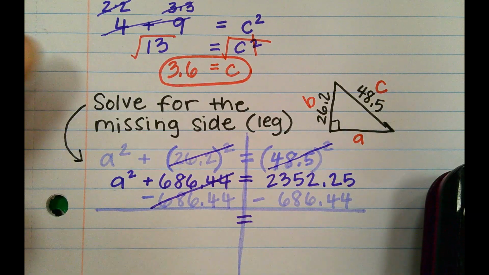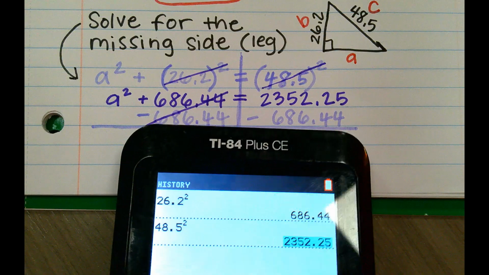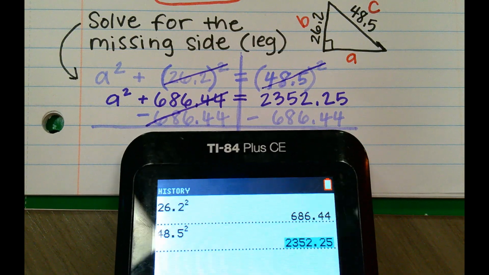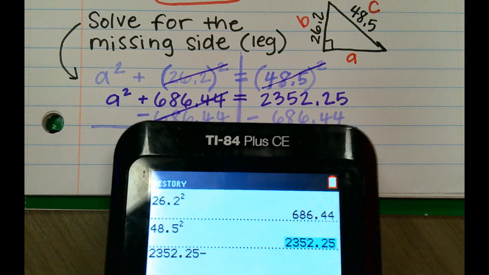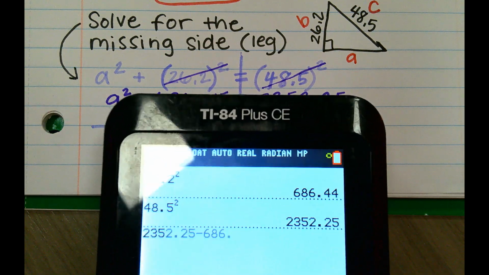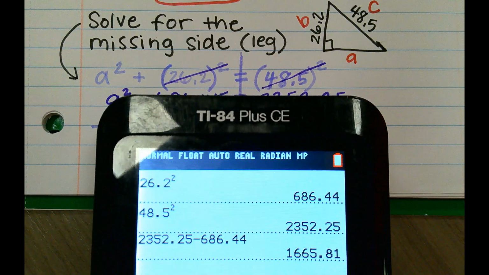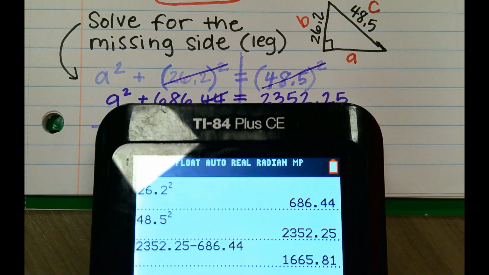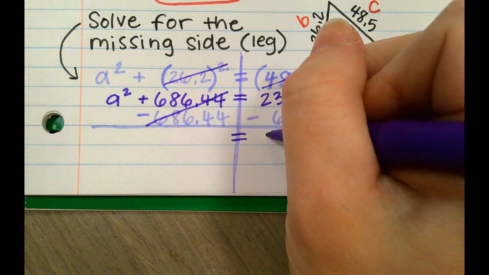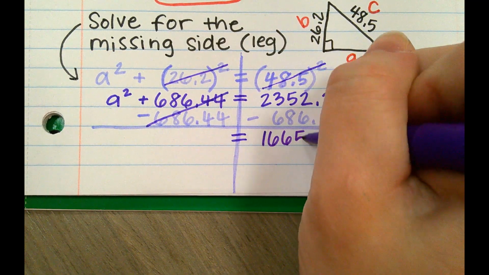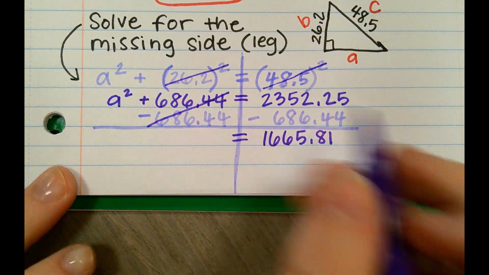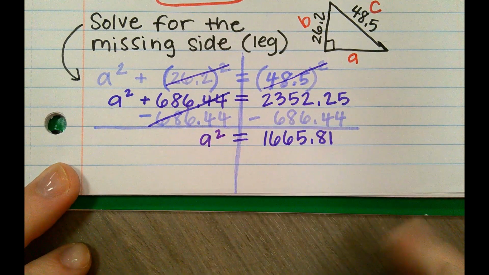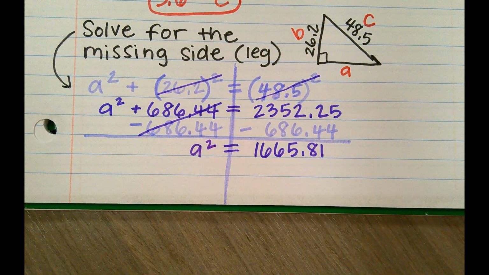And on these calculators, something that helps, I like to just use my arrow keys and hit enter so I don't have to type the numbers out again. So minus, arrow key up. 1665.81. Yes. 1665.81. And bring down your a squared. Good. Bring down a squared. And now we just have one more step to go.